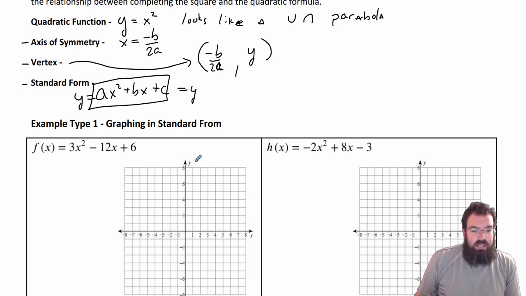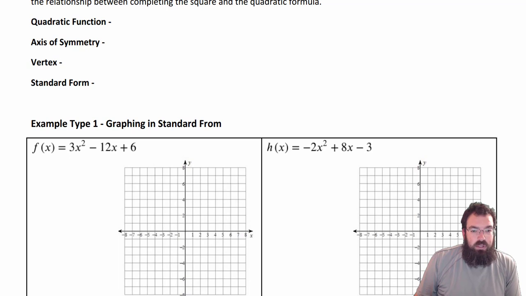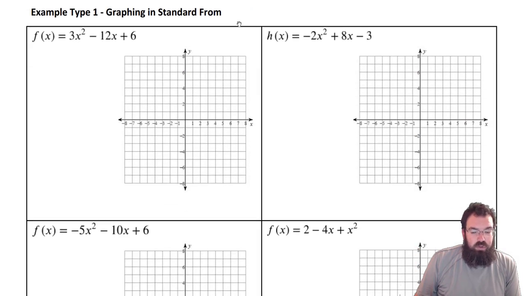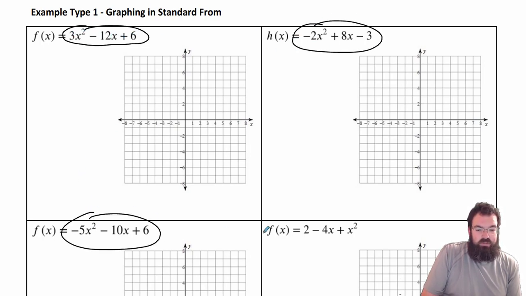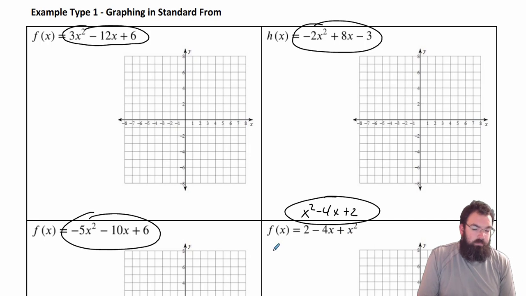But let's move on to the first 4 examples here. Not too difficult, actually, depending upon your level of enthusiasm. Because this is in standard form, ax squared plus bx plus c, same thing here, same thing here. This one's a little weird, but I can rewrite this as x squared minus 4x plus 2. So now that's in standard form. All right, we're all in standard form, so we're good there.